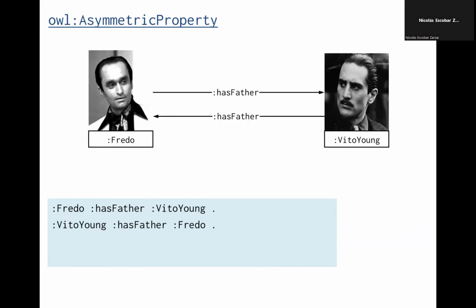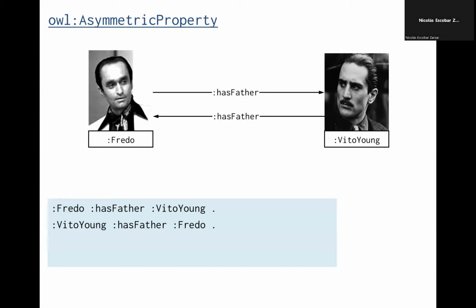Asymmetric property, and we're getting there with the property axioms. Asymmetric property basically states that, for example, we have here Fredo has father Vito Young, and Vito Young has father Fredo. So this might give us some alarm bells, and we might think this makes no sense, and this is a time travel sort of movie. This sort of situation does exist in certain time travel movies, but Godfather, no. So outside of time travel movies, we don't want to have A has father B, B has father A. It doesn't really seem to make much sense.